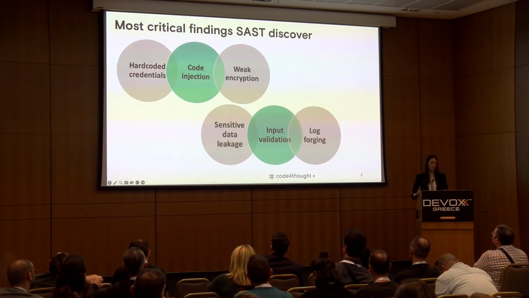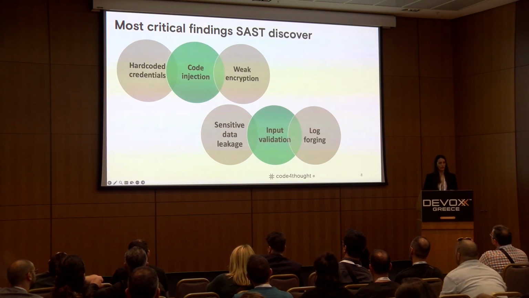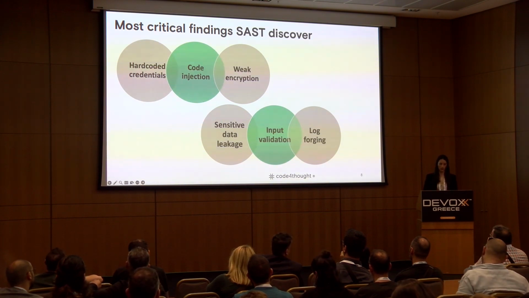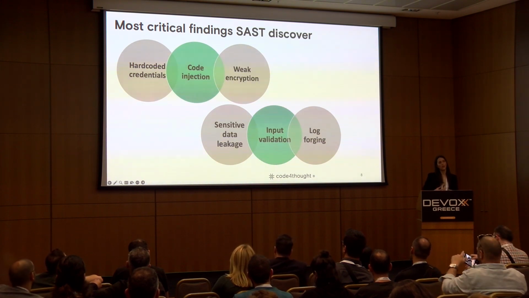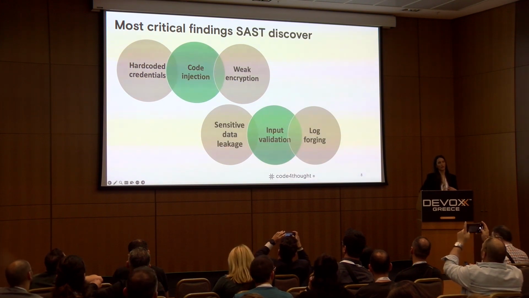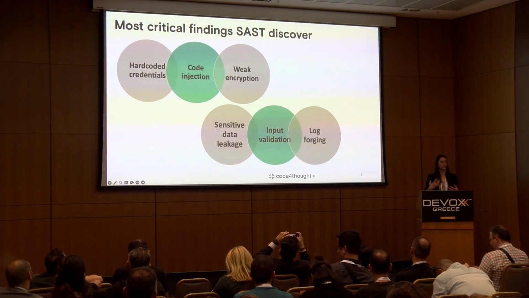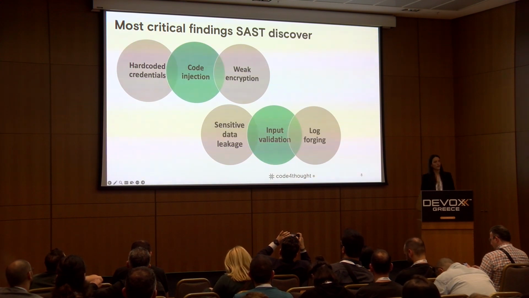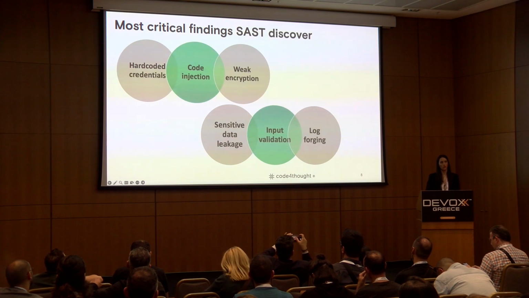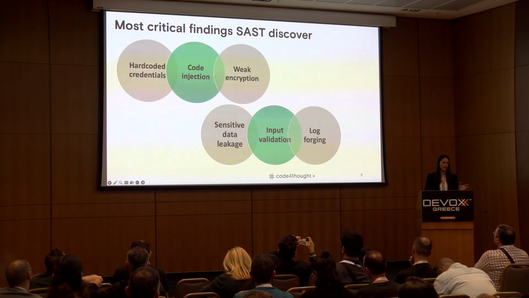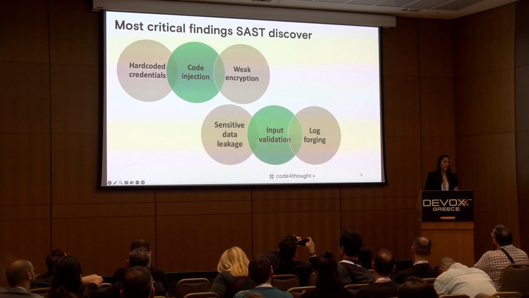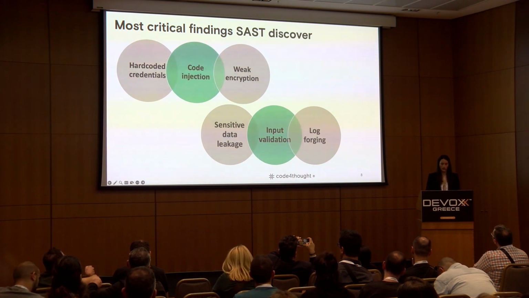So what are the most critical findings SAST tools discover? They can discover, for example, hard-coded credentials, or they can discover code injections. For example, a user's input may provoke the deletion of a row in the database or the modification of data. They also discover weak encryption, the usage of deprecated algorithms, or they may discover sensitive data leakage. For example, the number of a credit card may be printed in a log or something like this.